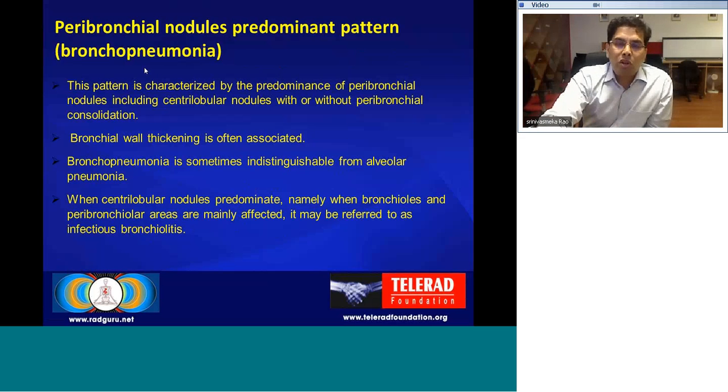Now the peribronchial nodules predominant pattern is characterized by predominance of peribronchial nodules, including centrilobular nodules, with or without peribronchial consolidation. Bronchial wall thickening is often seen in these patients, and bronchopneumonia is sometimes indistinguishable from alveolar pneumonia. This is a fully blown bronchopneumonia. It may be difficult to differentiate it from alveolar pneumonia. When the centrilobular nodules predominate, we can also call this infectious bronchiolitis.